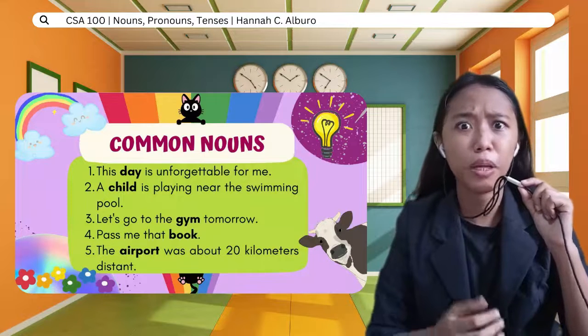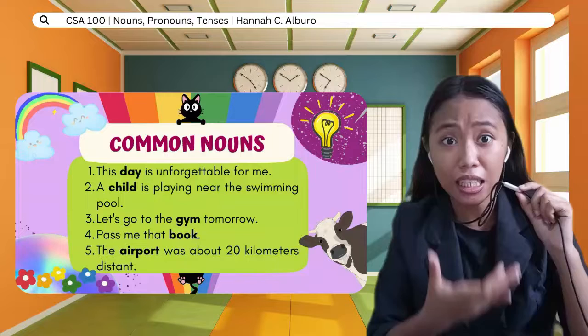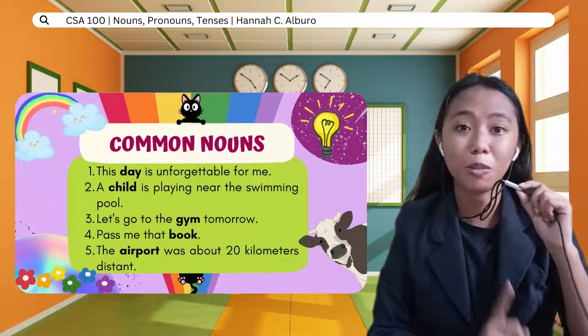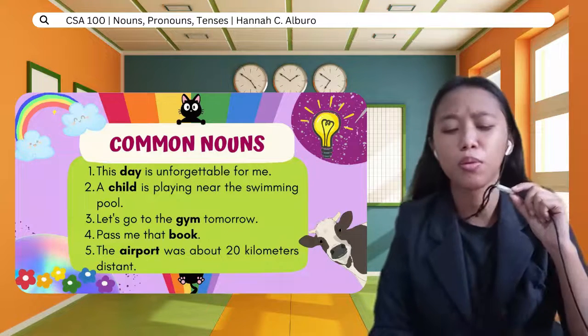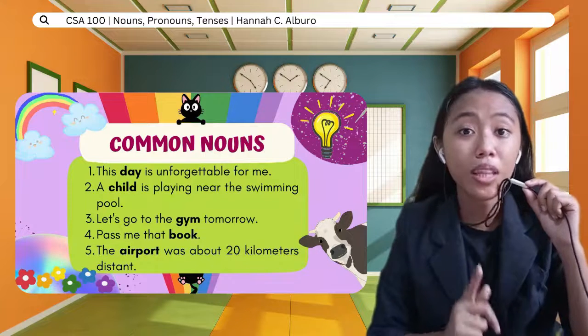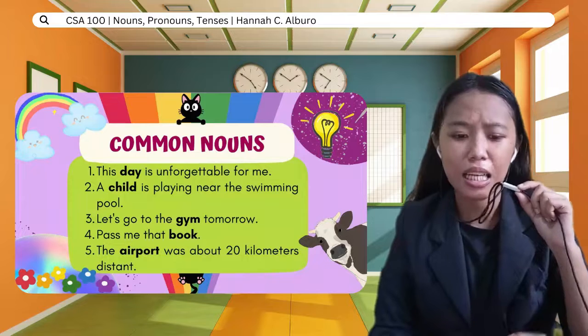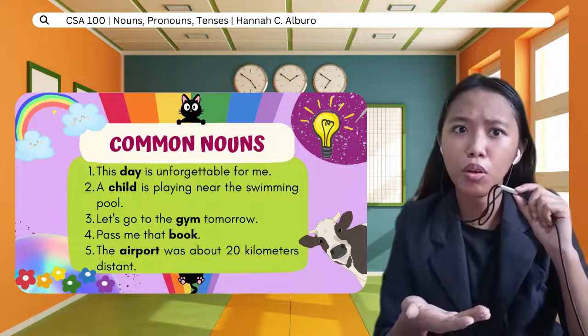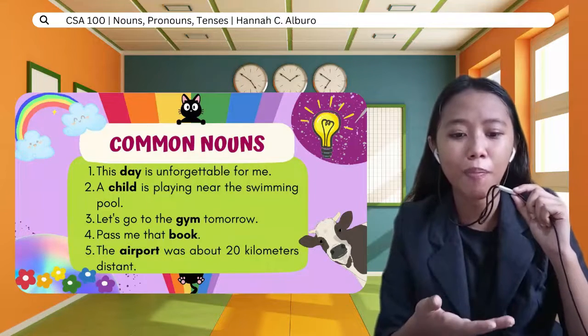So it could mean any gym. It could be any gym, diba? Next, pass me that book. It could be any book. Next, number 5, the airport was about 20 kilometers distant. So, it could be any airport, no? It is not specific, diba?